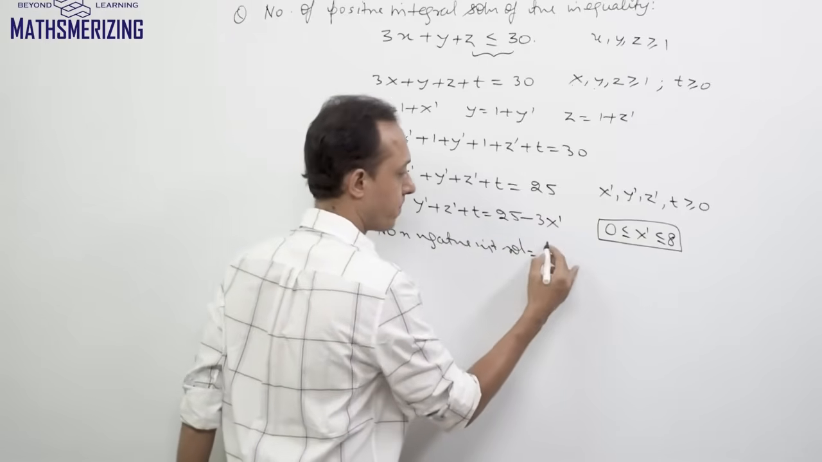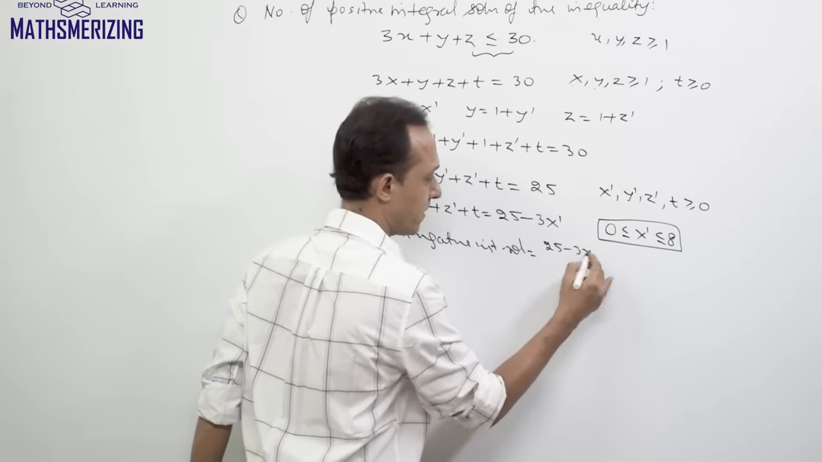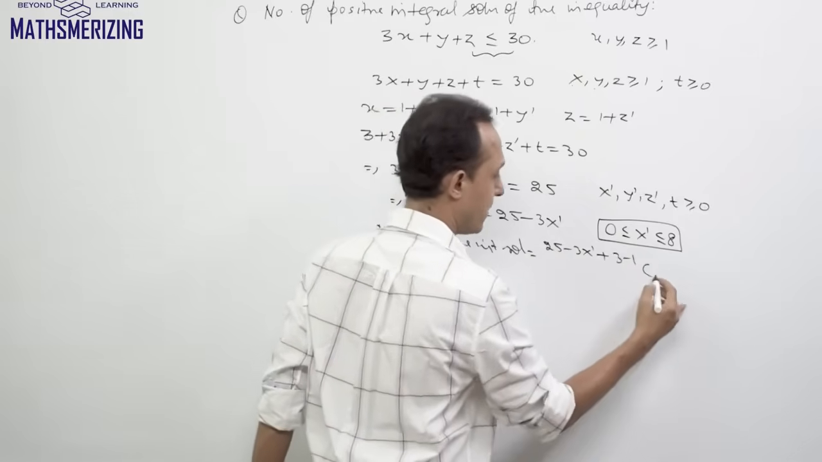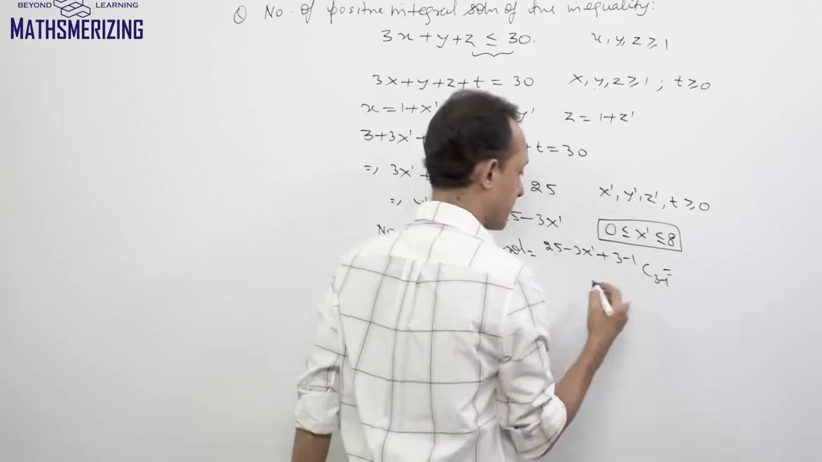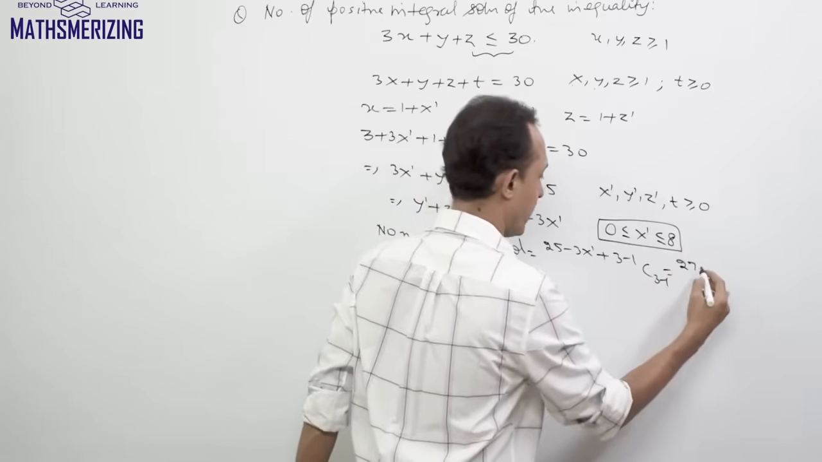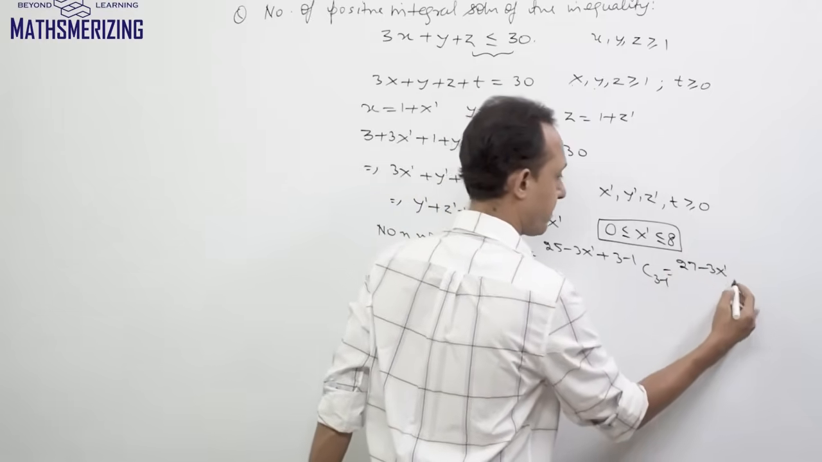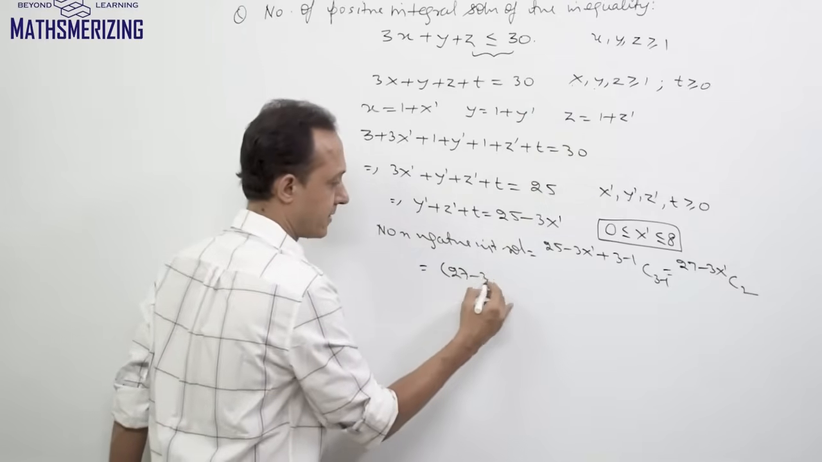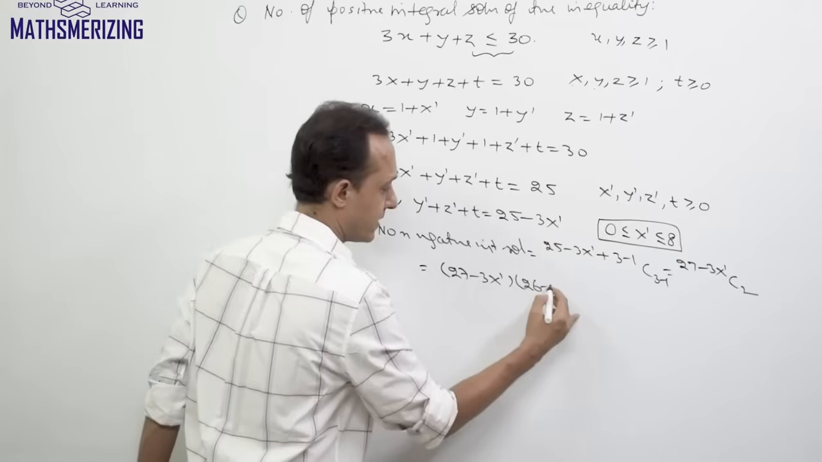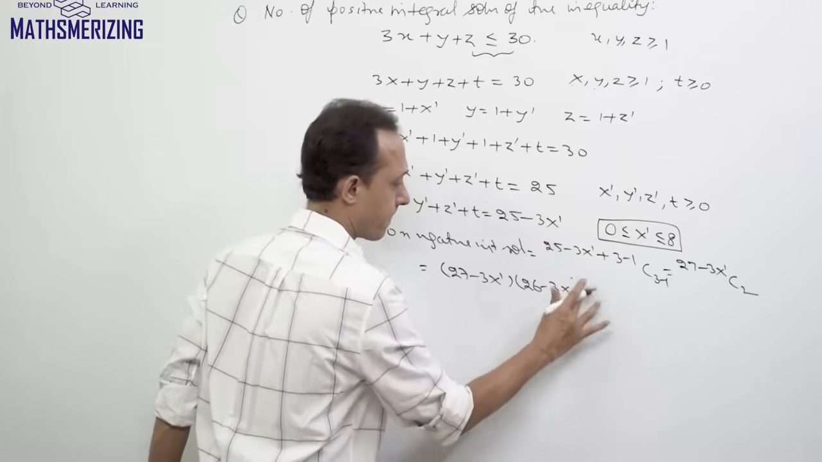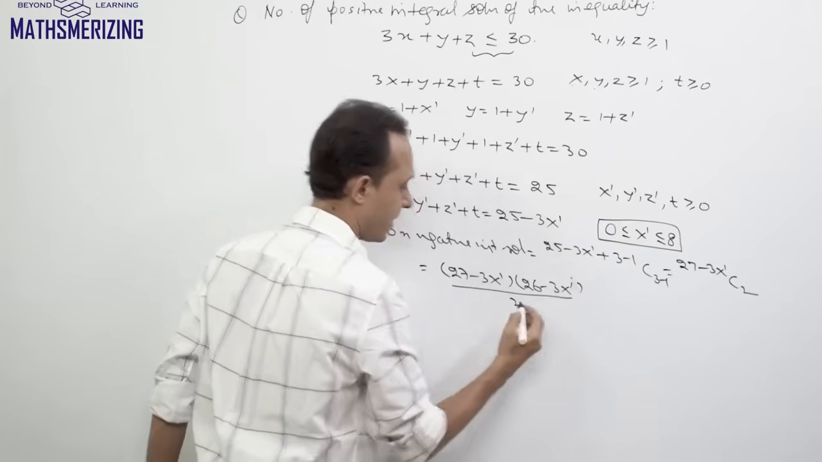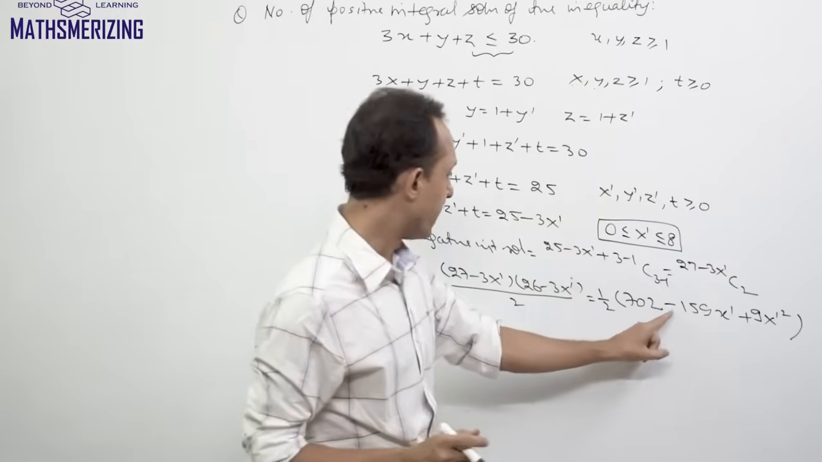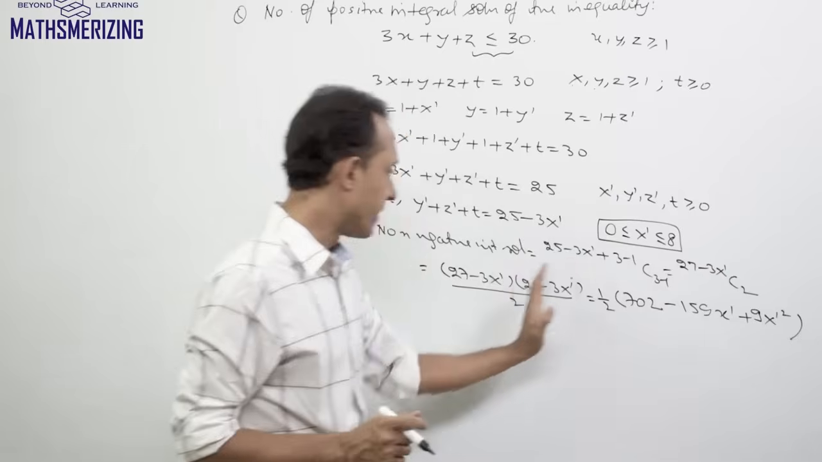So the number of non-negative integral solutions is given by 25 minus 3x dash plus r minus 1, where r in this case is 3, so r minus 1 is 2, which is 27 minus 3x dash C2. I can also write it as 27 minus 3x dash times 26 minus 3x dash divided by 2. So we'll multiply them, and we'll get 1 by 2 times 702 minus 159x dash plus 9x dash square.